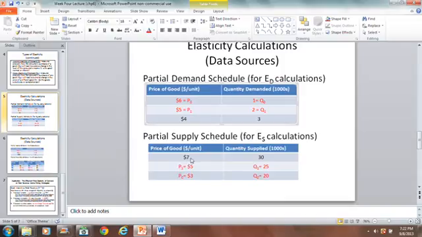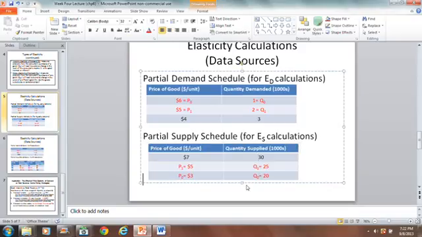The price ranges from $7 down to $5 to $3, and the corresponding quantity supplied ranges from 30,000 units to 25,000 units to 20,000 units. So as the price falls, the quantity supplied falls. The supply schedule I'm using is in fact consistent with the law of supply.